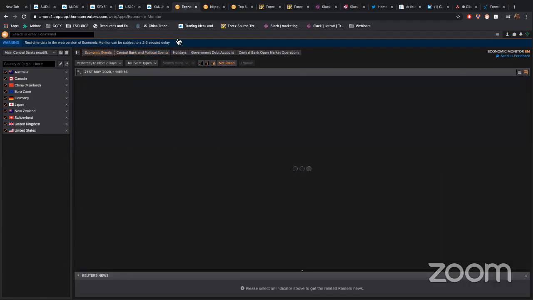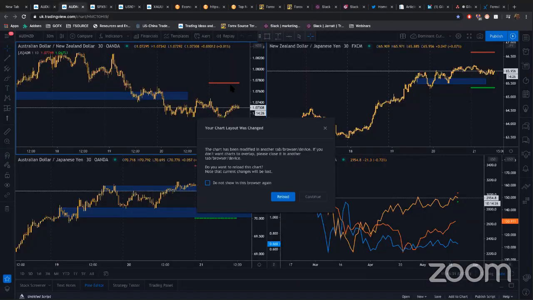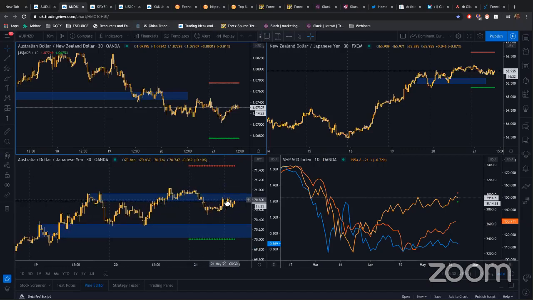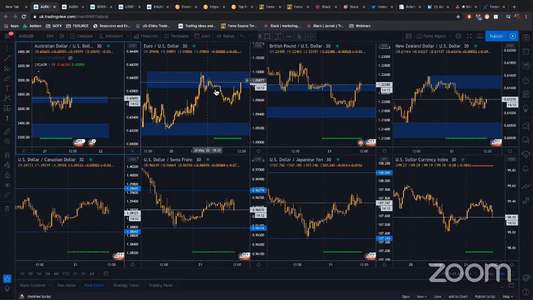So with that being said, our biases remain Aussie US dollar to the downside, Euro US dollar to the downside, Pound US dollar to the downside, and New Zealand US dollar to the downside, as well as Aussie Japanese yen downside as well. So this area here can be considered suitable for shorting as well. So a couple of places where it's possible to short, and a little bit of discount here from the Euro US dollar moving higher.